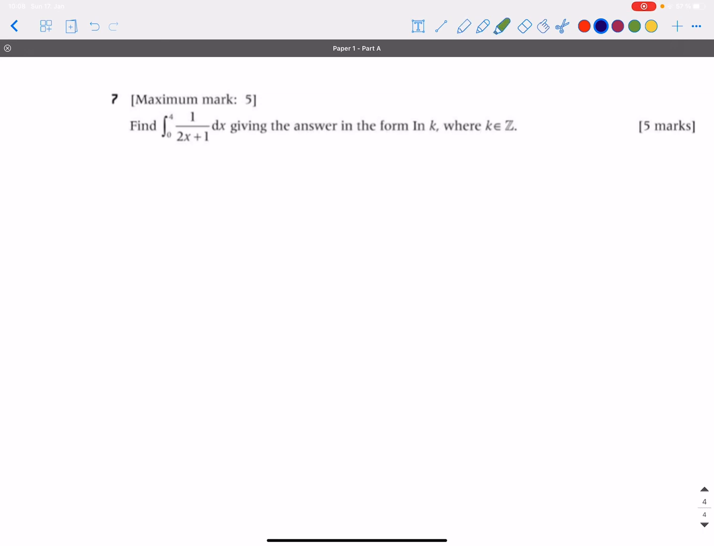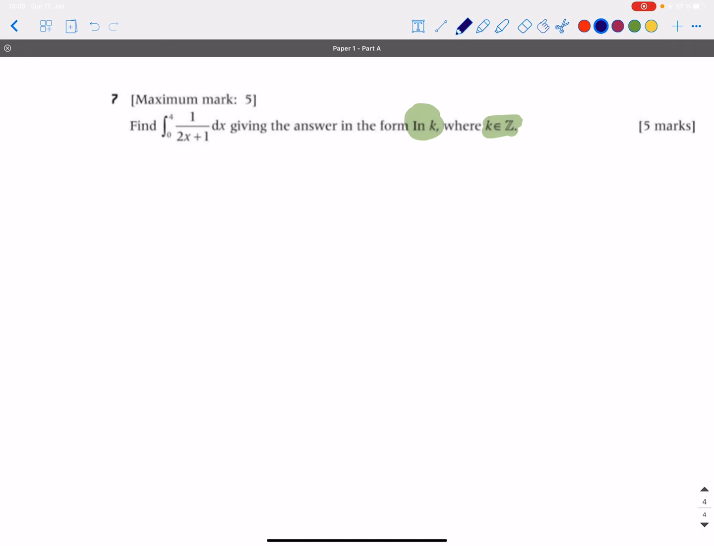Also, if we read this question carefully, it gives us a bit of a hint about how this question should work out. So it says, find the integral. It's a definite integral, so it's between 0 and 4, of 1 over 2x plus 1 dx. And it says, giving the answer in the form natural log of k, where k is an integer.